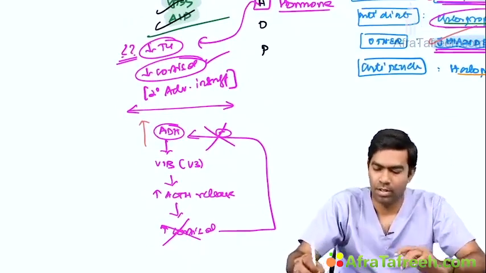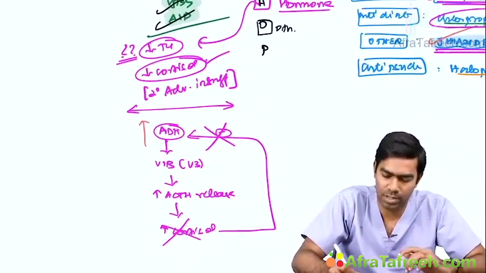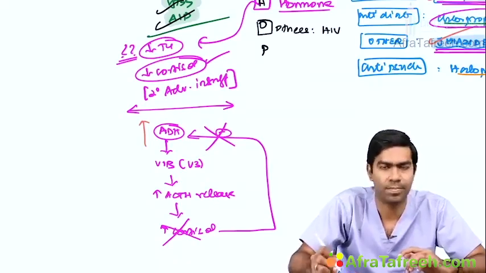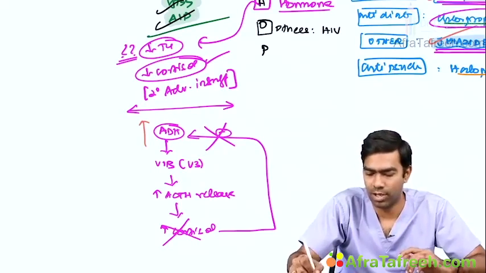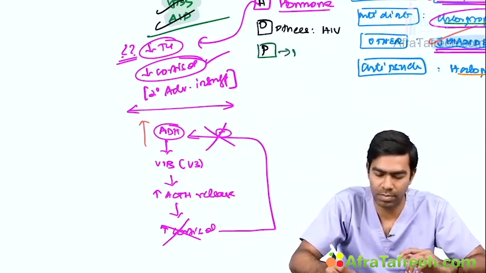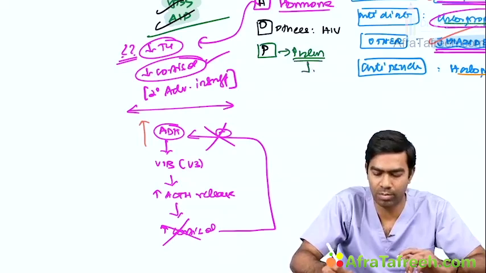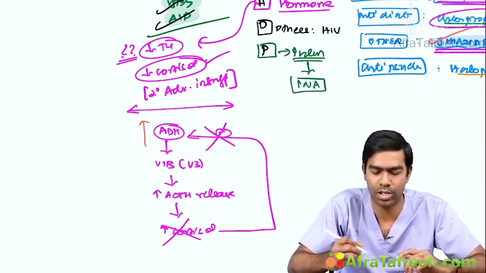Alright. O stands for others. Others means here I want to talk only about HIV. And finally, you have P. P stands for pulmonary causes. That's very, very important. Again, the most important pulmonary cause is pneumonia. Pneumonia is the most important.